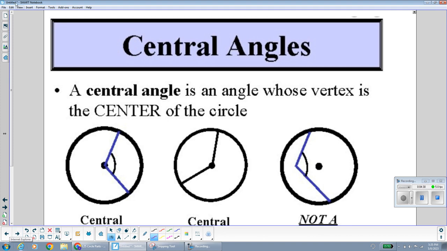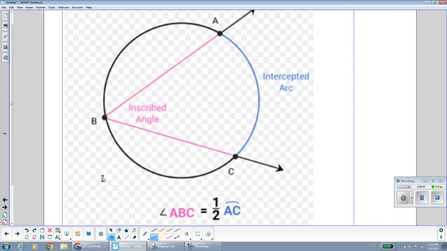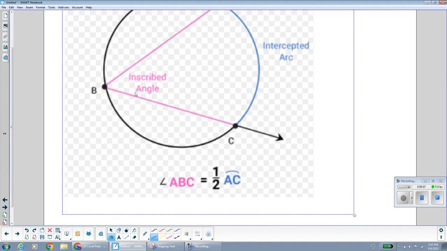Here I just have another picture of what a central angle is. So here are two examples of central angles, and notice how their vertex is on the center of the circle in both of these examples. This would not be a central angle because its vertex is not on the center of the circle. Here's another visual for inscribed angles. Notice how this is an inscribed angle because its vertex is on the circumference of the circle. It's on the actual circle. And inscribed angles are half the measure of the intercepted arc.